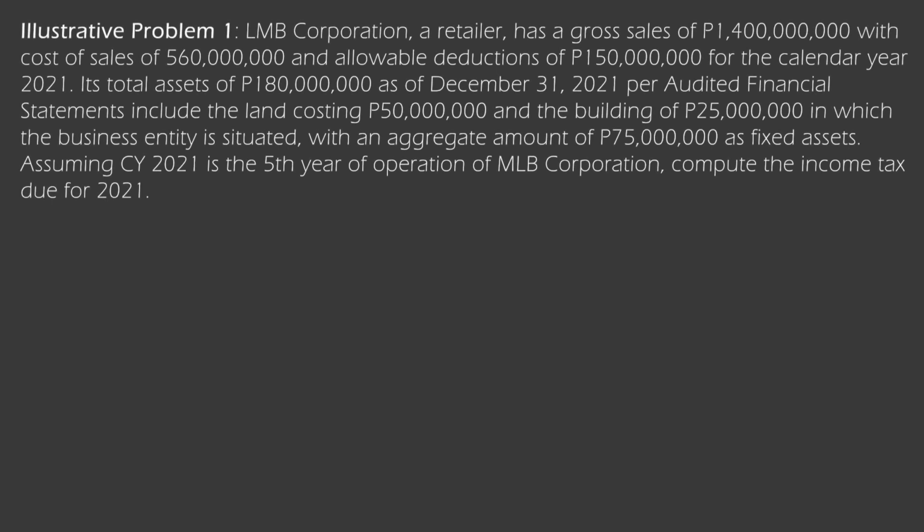A retailer has gross sales of 1.4 billion with cost of sales of 560 million and allowable deductions of 150 million for the calendar year 2021. Its total assets of 180 million as of December 31, 2021 per audited financial statements include the land costing 50 million and the building of 25 million in which the business entity is situated, with an aggregate amount of 75 million as fixed asset, assuming calendar year 2021 is the 5th year of the operation of the corporation. So for our first illustration, the requirement is to compute the income tax due for the taxable year.